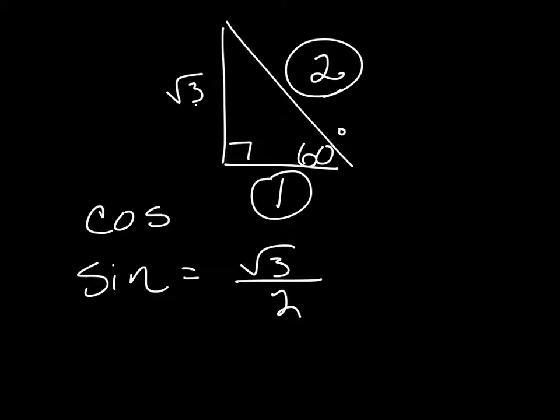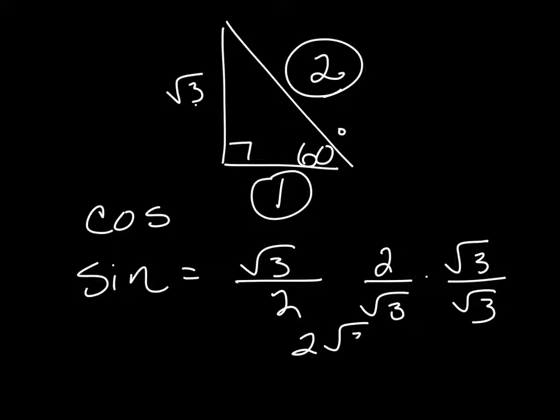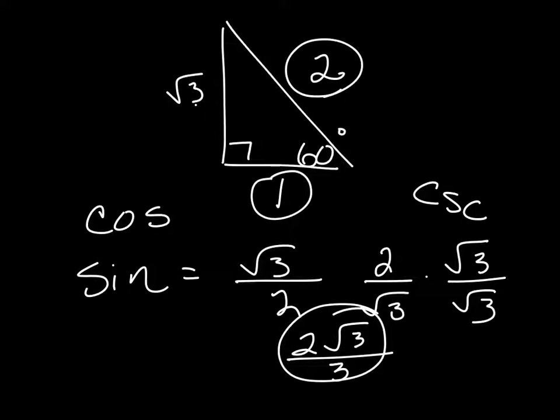So if I go and I try to find the reciprocal of sine for 60, and I rationalize, I get 2 square root of 3 over 3. And that's going to be the reciprocal of sine of 60, and the reciprocal of sine is cosecant. So when I do the cosecant of 60, I get 2 square root of 3 over 3, which means, too, that the secant of 30 is 2 square root of 3 over 3. So they're the opposites of each other.